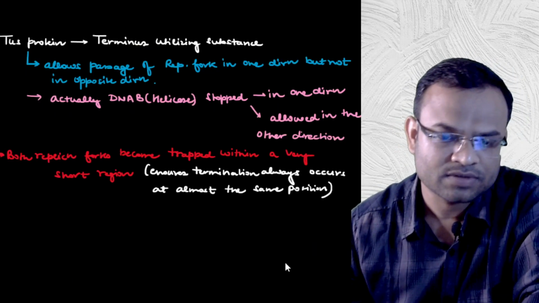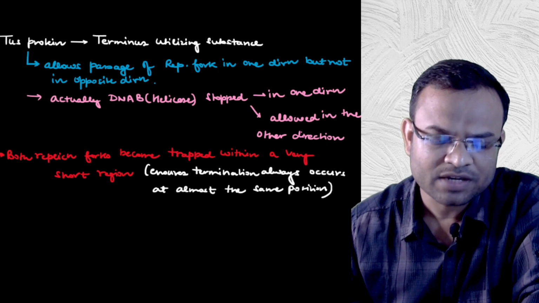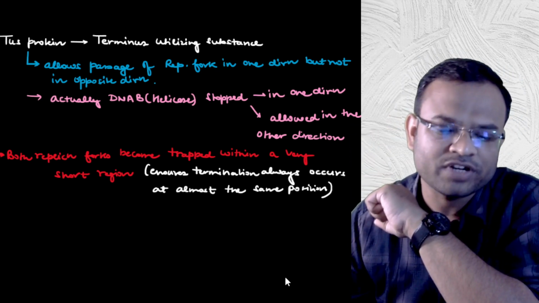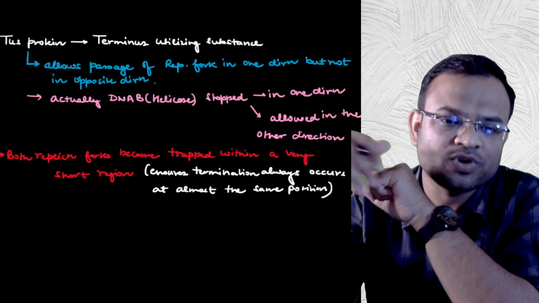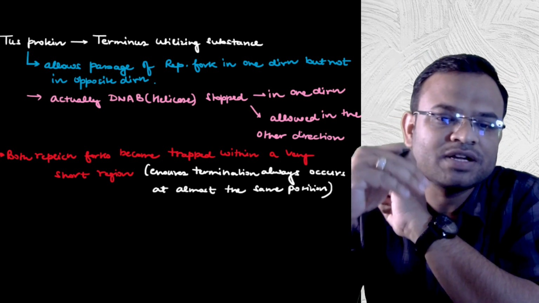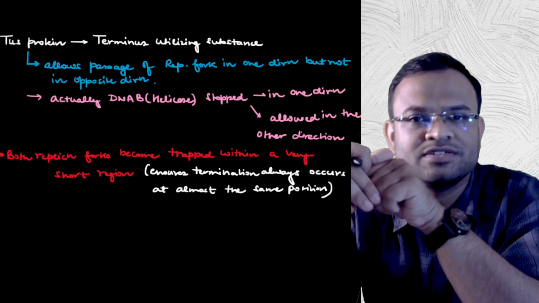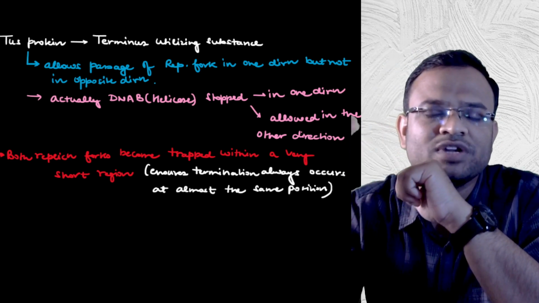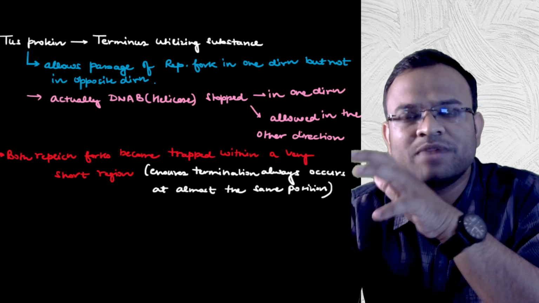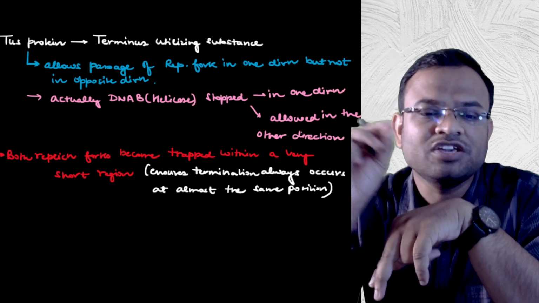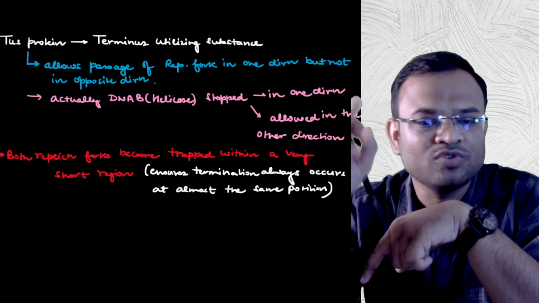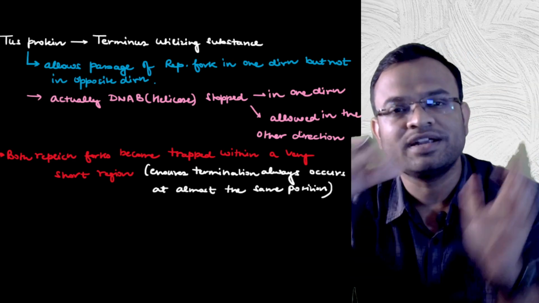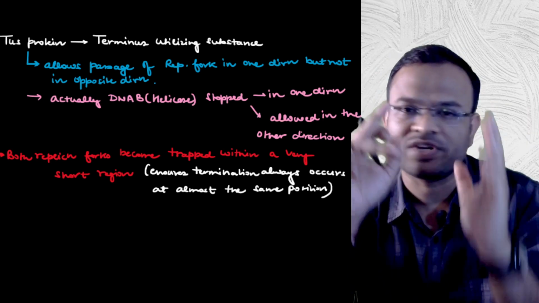So yes, this is the next slide. Let me briefly tell you what the TUS protein is. What is the full form of TUS protein? By TUS protein we mean terminus utilizing substance. Why are you calling it terminus utilizing substance? We are calling it by this name because TUS: T for terminus, U for utilizing, and S for substance. That is why we are calling it TUS, terminus utilizing substance.